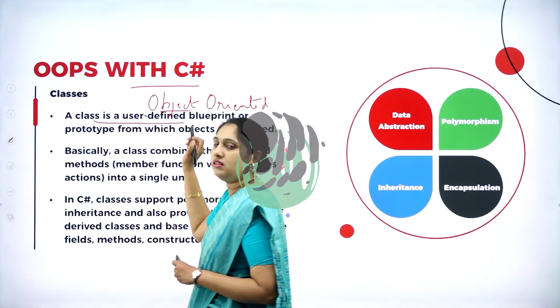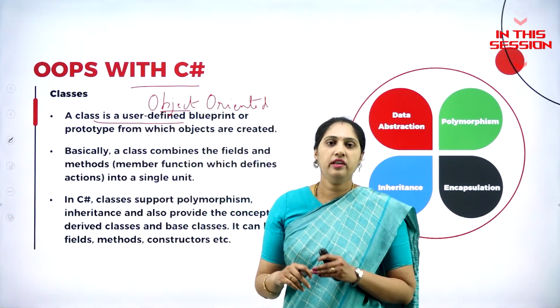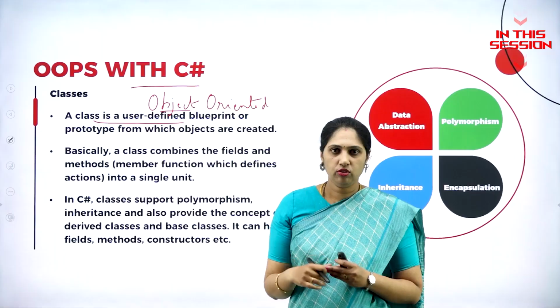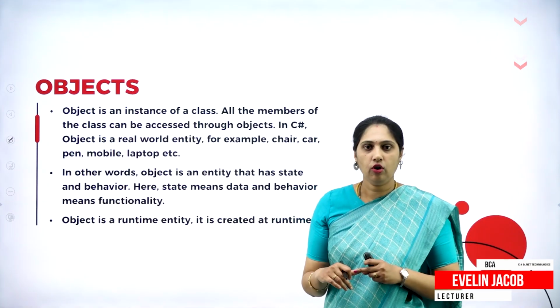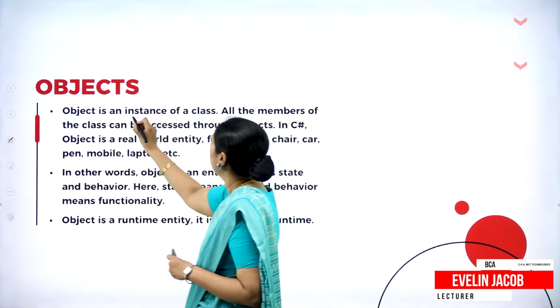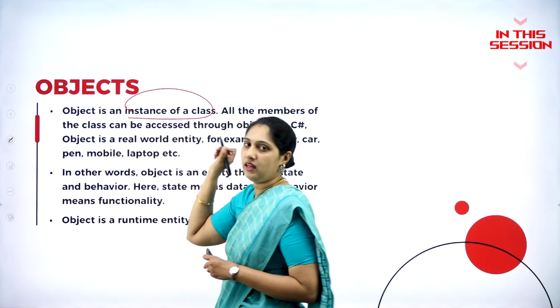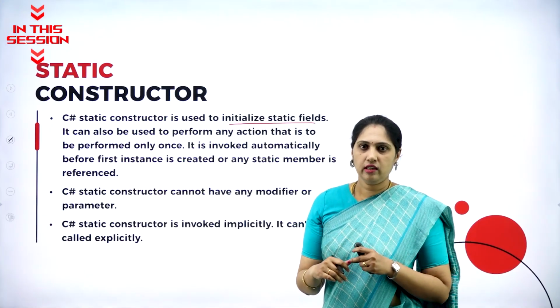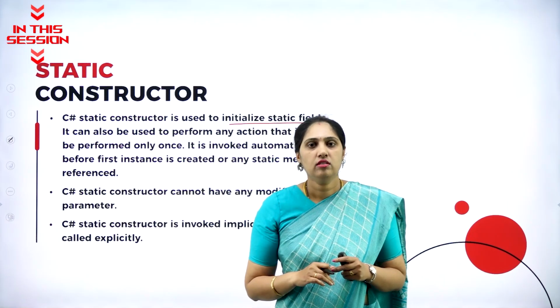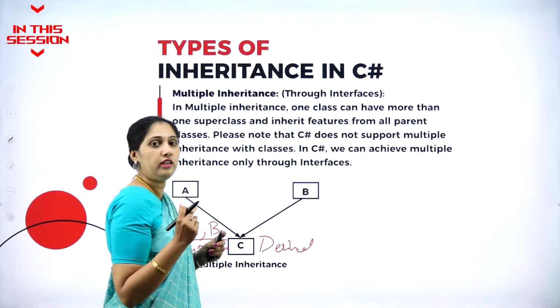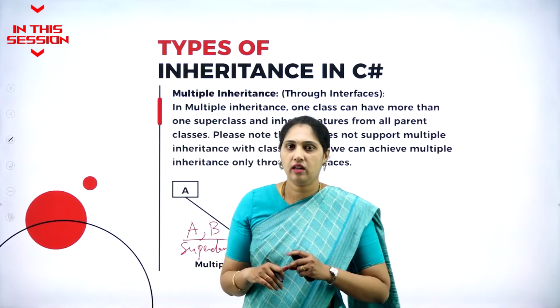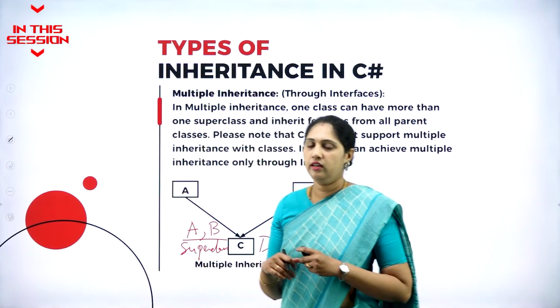So class is a user defined. It is not predefined. We'll define our own class. Once we have created a class, it's time to create object. So what is object? It is an instance of a class. See, if I want to use a static constructor, that goal is to initialize what field? Only static field. What is multiple? You have multiple superclass. That is multiple inheritance.